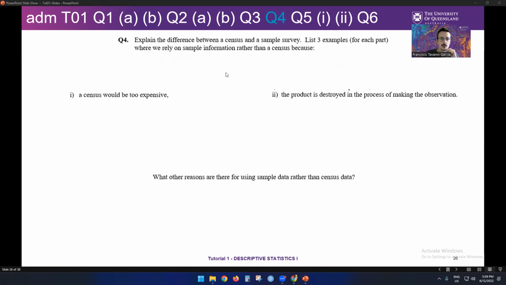That's great. So you can explain here, maybe give me some examples. Let's try to list a few things. If a census would be too expensive, would you use some sampling and infer the value? And here are other examples where the product is destroyed, so we can't just destroy everything. Otherwise, there's no point in doing it.